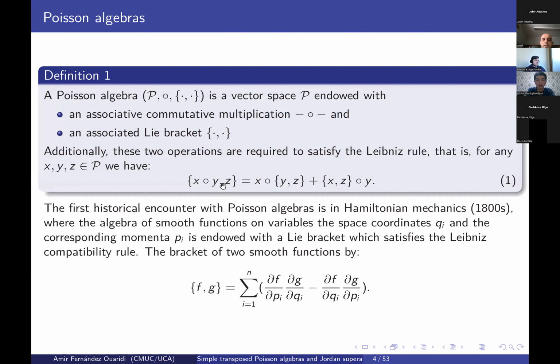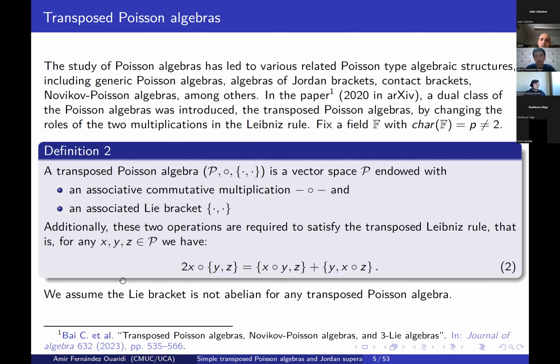If you see in the Poisson case, we have that the left and right multiplication in the Lie bracket is a derivation of the associative commutative multiplication. And in the case of transposed Poisson algebras, the associative commutative multiplication is the one that is a derivation of the Lie bracket, except for these two terms that appear here, that I will explain later why they are here. Okay. So in this talk, we will assume that the Lie bracket is not abelian in general for any transposed Poisson algebra.